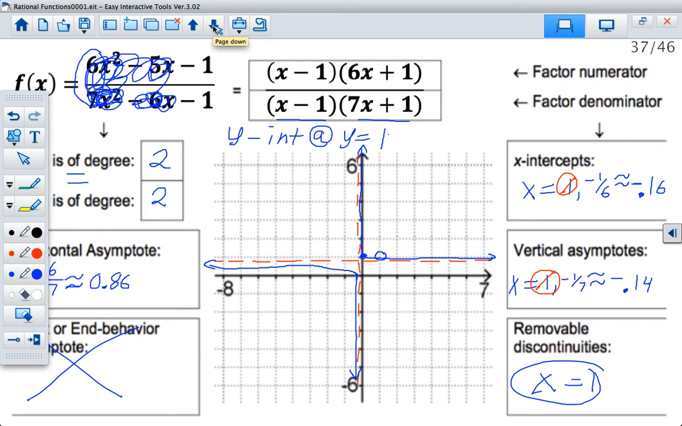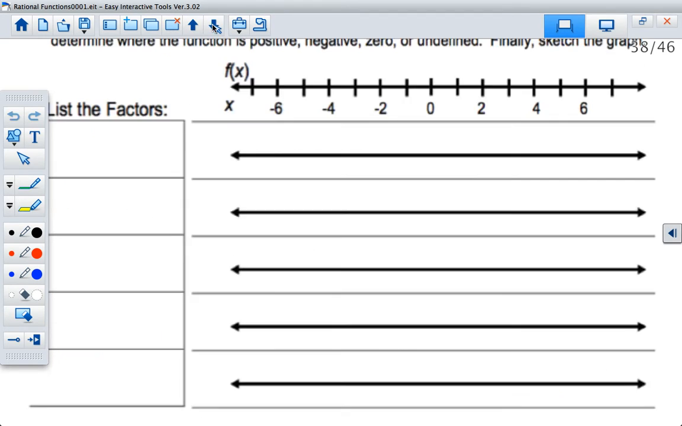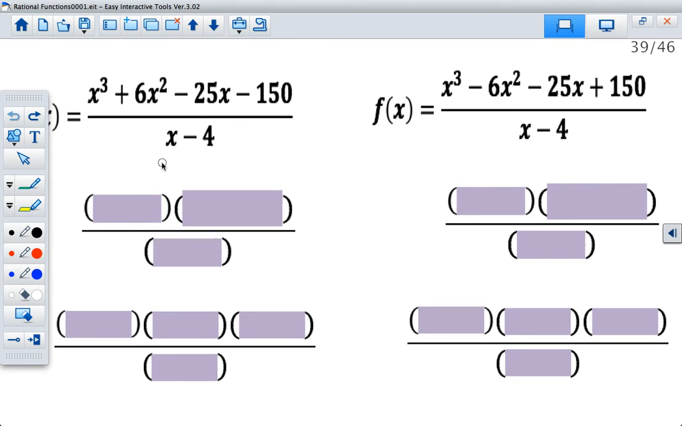Excuse me. Let's see, what else do I want to say? Alright, hopefully you're good with this one. Let's go ahead and look at our next problem situations.